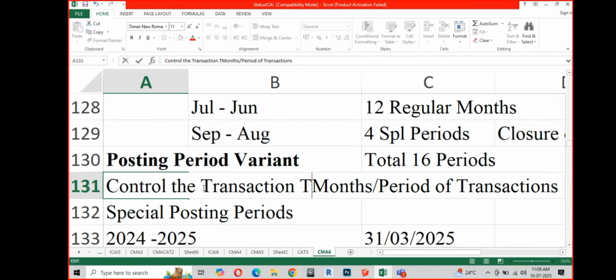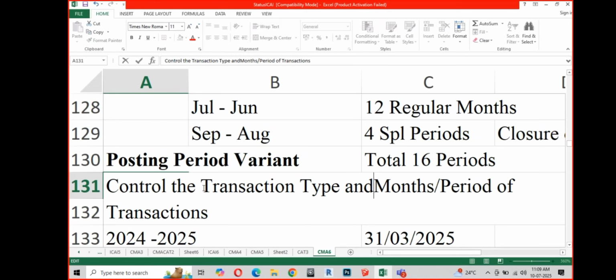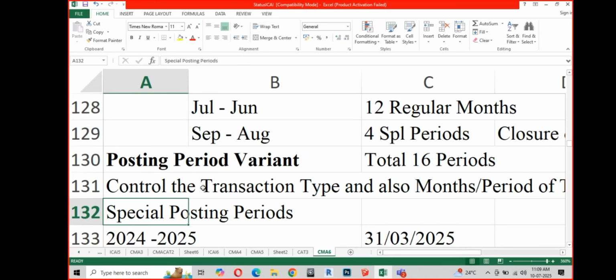Along with the transaction time and also the periods or months of the transaction. So the posting period variant controls the nature of transactions as well as to which time period I am actually saving this transaction.